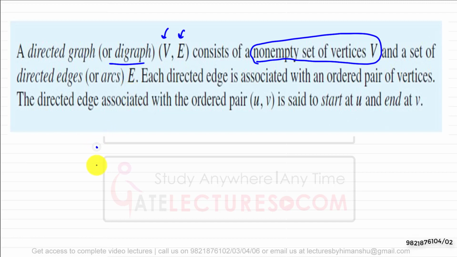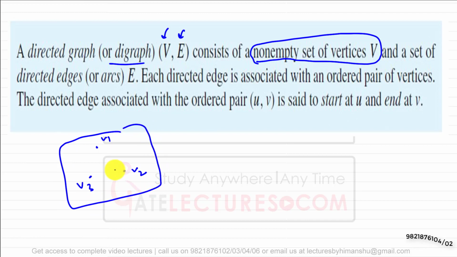For example, if I say we have 3 vertices v1, v2 and v3, even if there is no edge between these 3 vertices, it is still called a graph. So for a graph, having a vertex is mandatory, but having an edge is not at all necessary. Now each directed edge is associated with an ordered pair of vertices, and the directed edge associated with the ordered pair (u, v) is said to start at u and end at v. So this is just the definition of a directed graph.